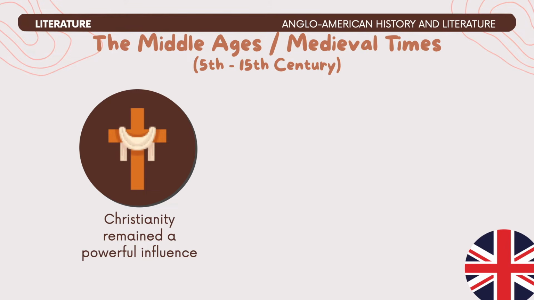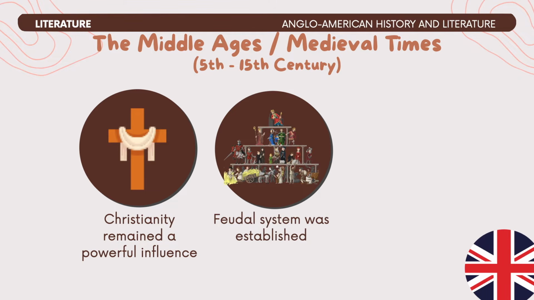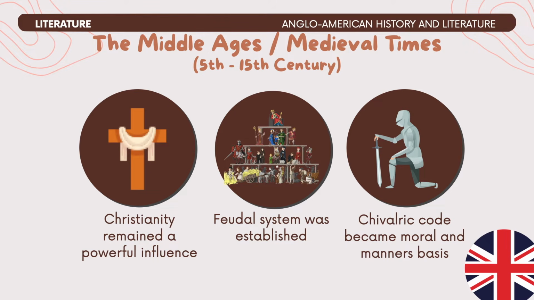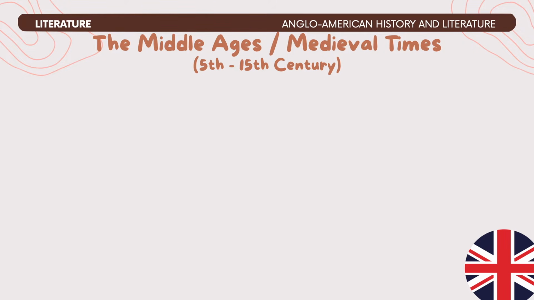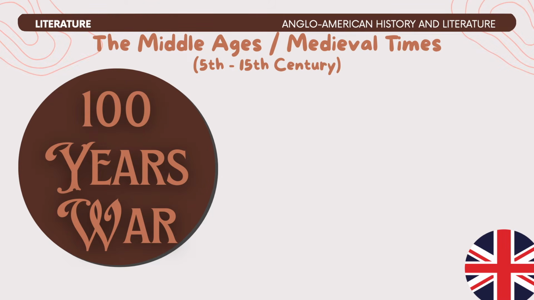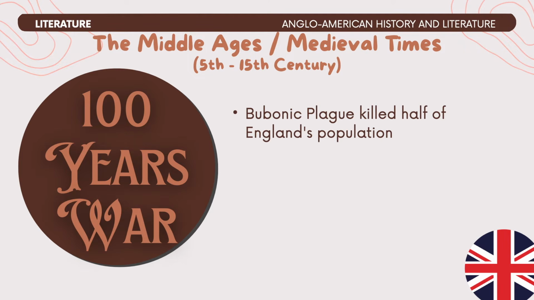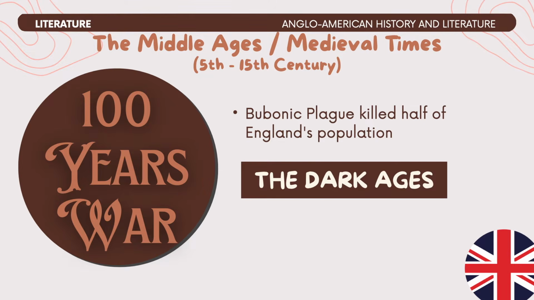Christianity remained a powerful influence, but some church leaders had become abusive and corrupt. The feudal system was established wherein the vassals or tenants show obedience and loyalty to their lord for providing them security and protection. The chivalry code became the basis of morals and manners for the nobility class. The Hundred Years' War between England and France started in 1337. It ended in 1453 with England losing many of its lands to France. This period was interrupted by the bubonic plague that killed half of England's population. This tragic period was called the Dark Ages.